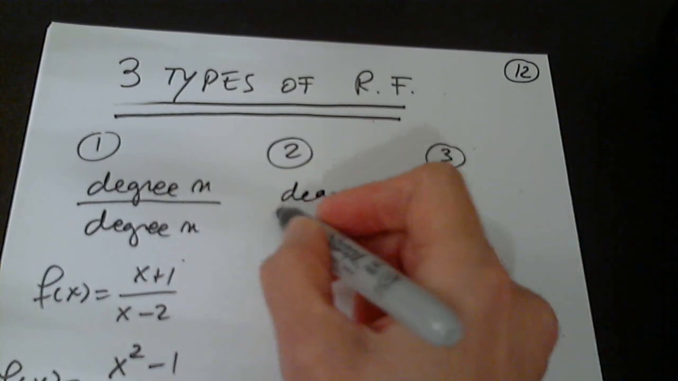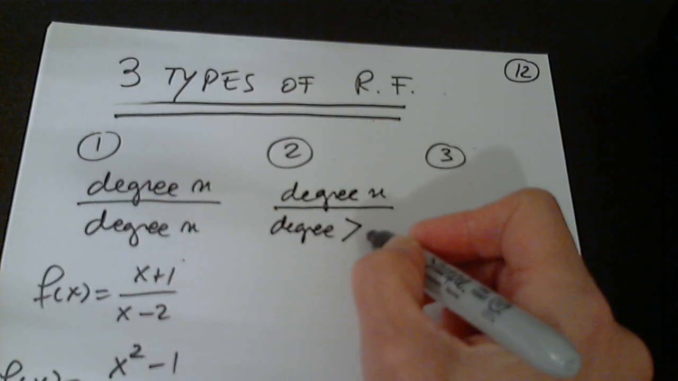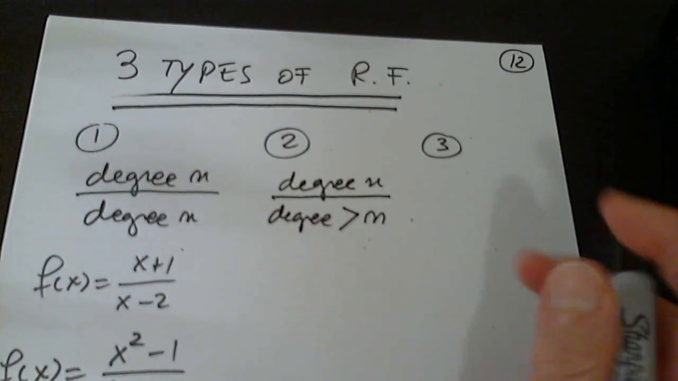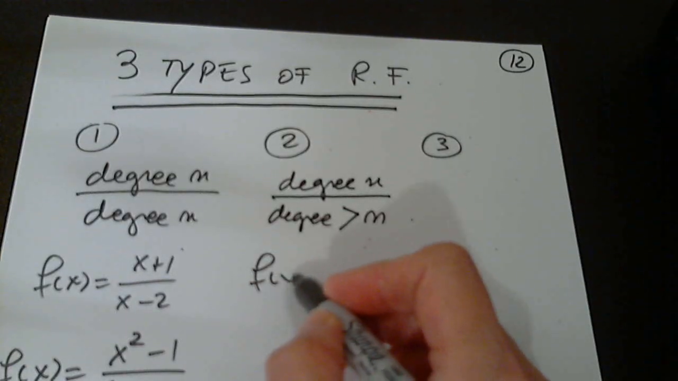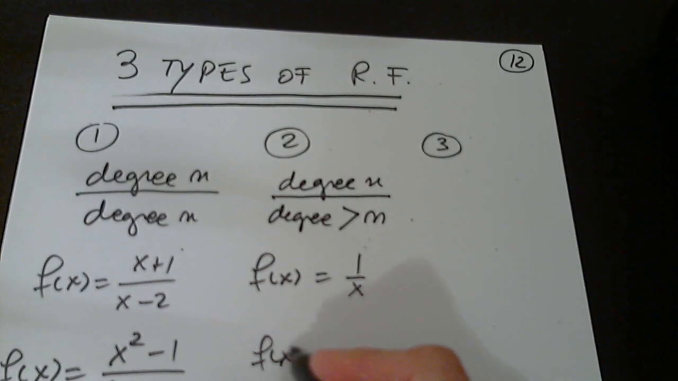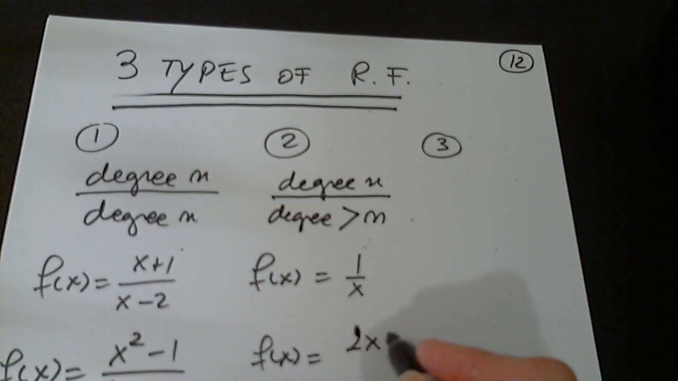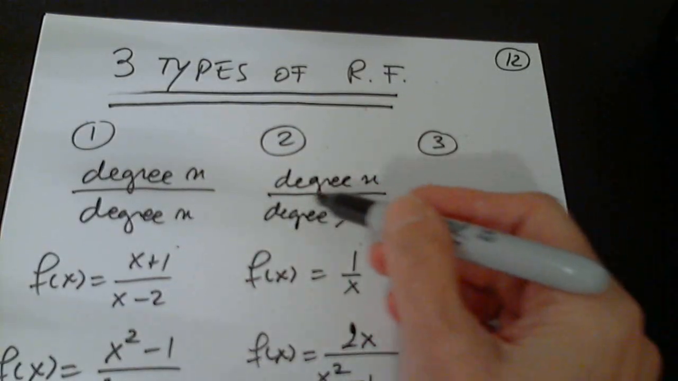Type 2. Degree n and degree greater than n. More powerful in the denominator. Okay, here's 1 over x. Here's another, 2x over x squared minus 1. Higher degree in the denominator.